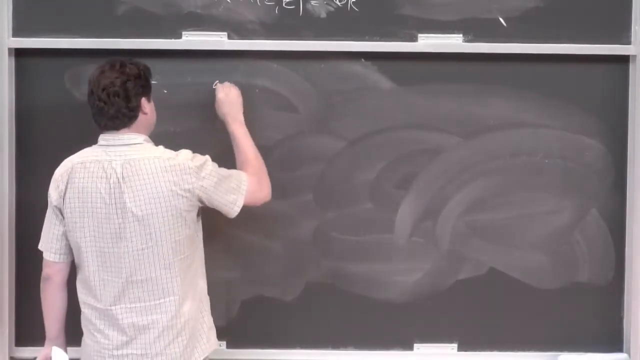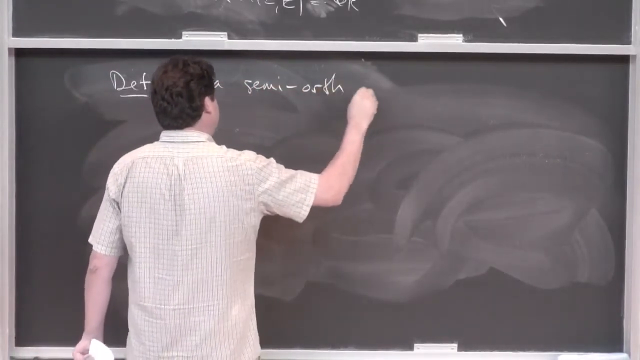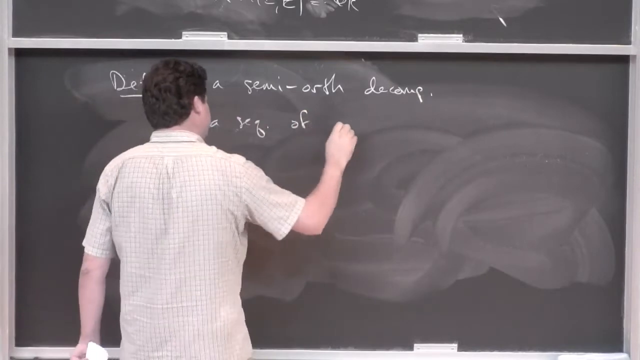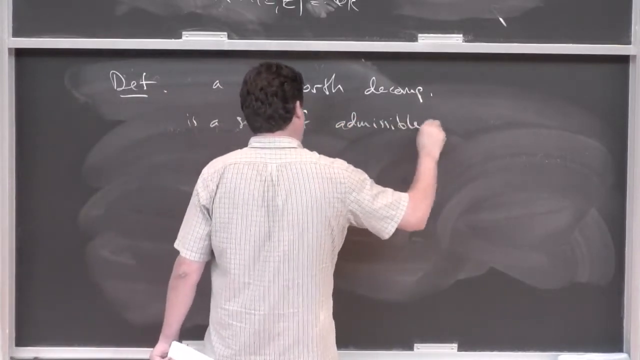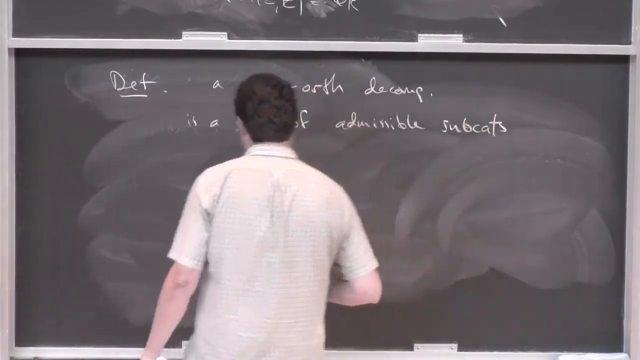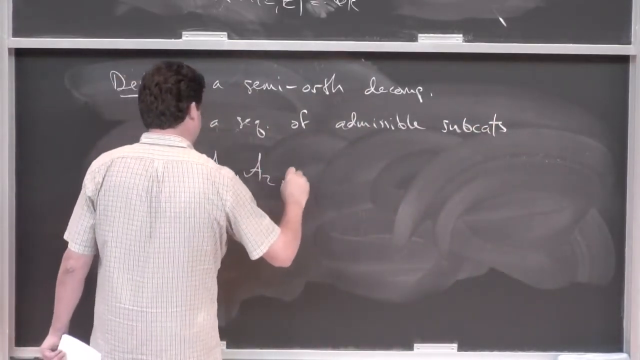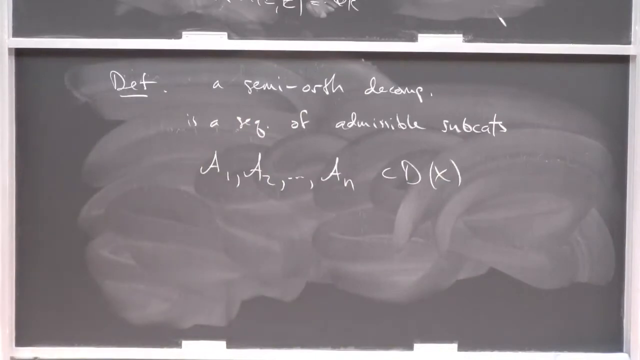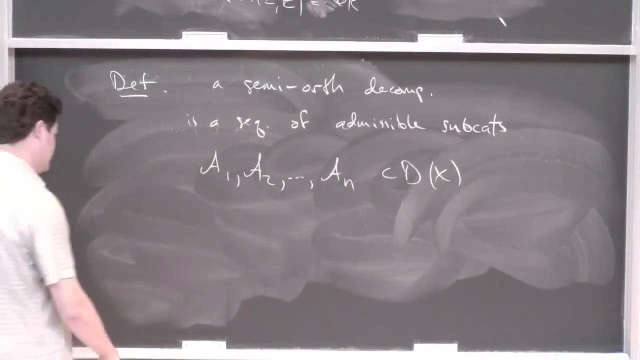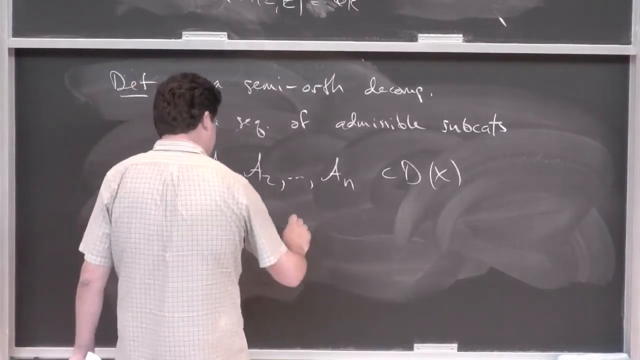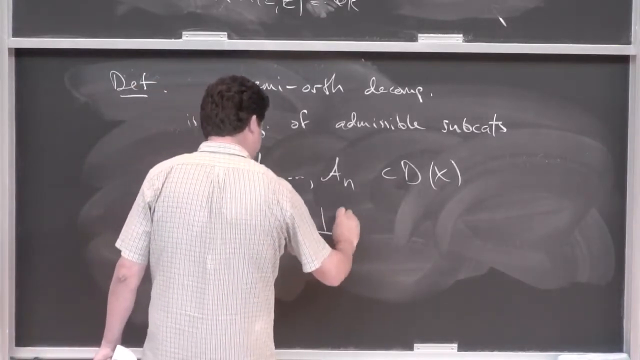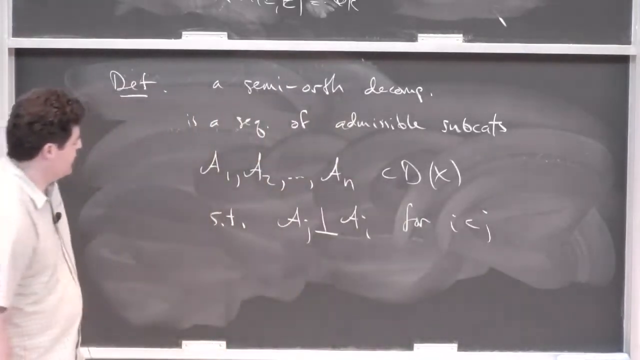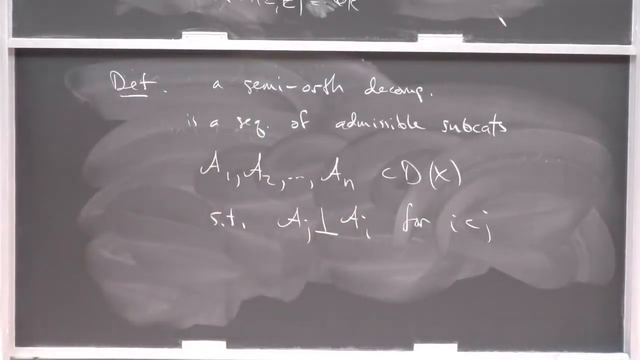So a semi-orthogonal decomposition is a sequence of admissible subcategories A1, A2, up to AN in D of X. It's going to be just like an exceptional collection, such that, let's say, AJ is orthogonal to AI whenever I is less than J. So there are no Homs from right to left, just as before.